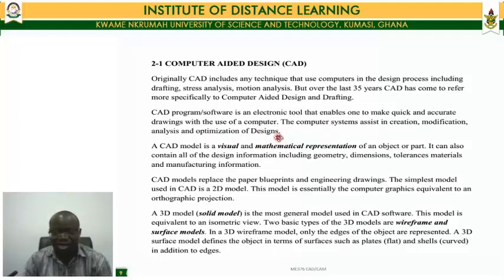Now, a CAD model, if you want to strictly define it, is basically a visual and a mathematical representation of a part. Now, it can also contain all the design information, including geometry, dimensions, tolerances, material, and manufacturing information. So, a CAD model is not basically the visual alone that you see as a drawing, but within the visual, there is a mathematical representation because, for instance, to create a simple box, you may need the coordinate points for the vertices of the box.